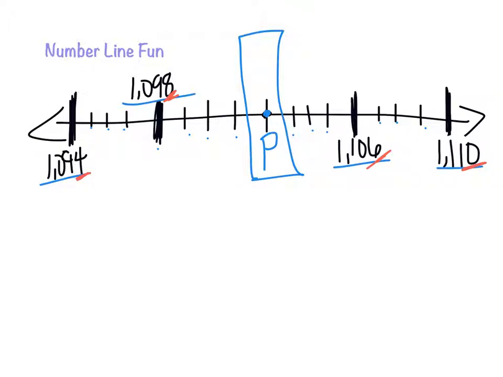If this is 4, 1,094, this would be 1,095. Good. 1,096. Good. So 5, 6, 7, then, yes, then the 8. So 1,098. What comes after 98? Good. 1,099. What comes after that?